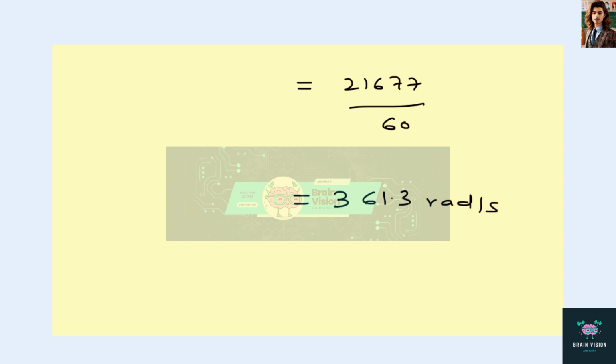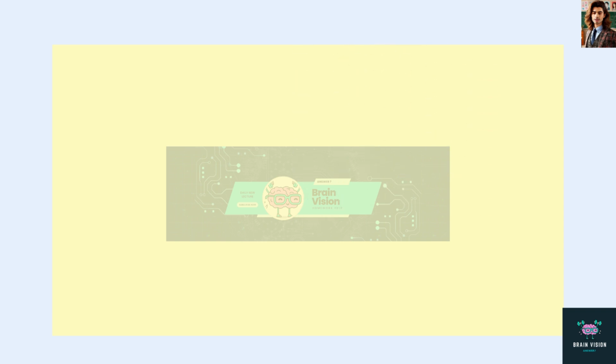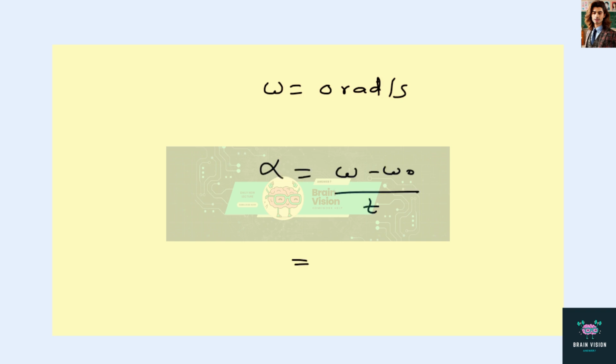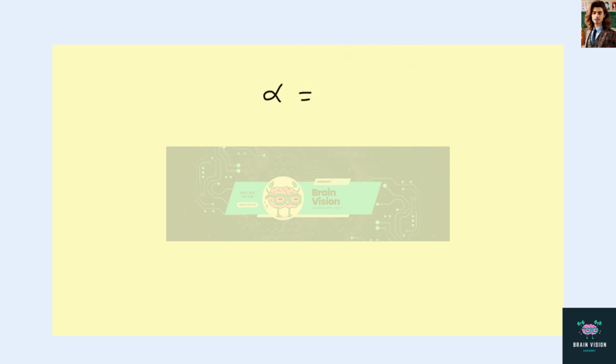Now when the grinding machine is shut down, it comes to rest, so I can write omega is equal to 0 radian per second. Omega is the final angular velocity. Now angular acceleration is equal to omega minus omega naught by t. So just putting the values, 0 minus 361.3 by 32. On solving it, I get the value alpha is equal to minus 11.29 radian per second square.